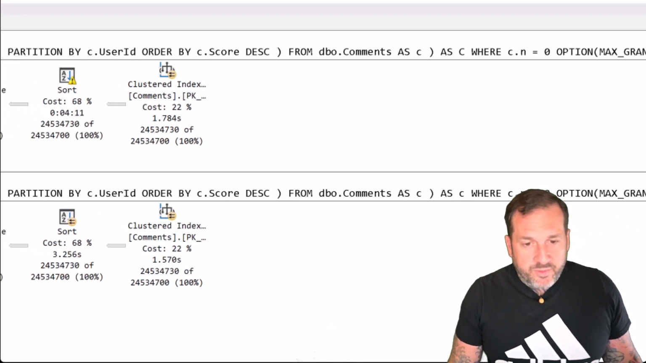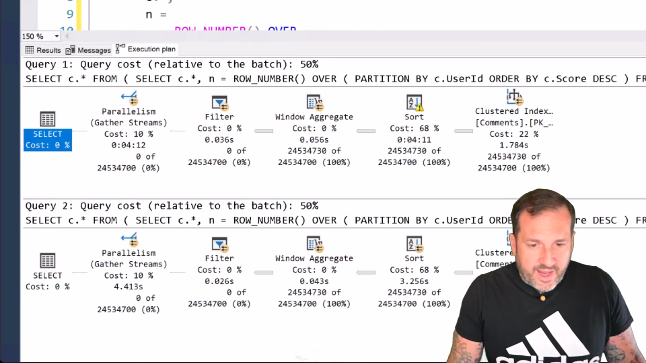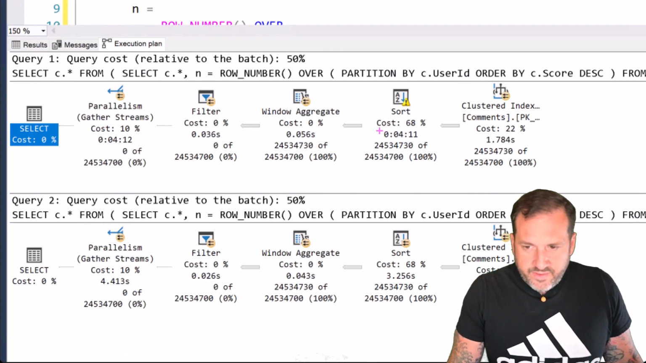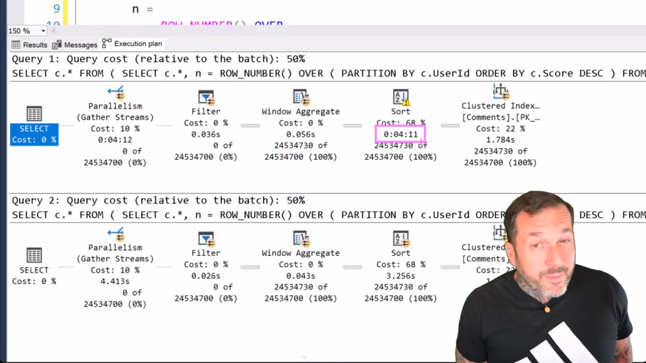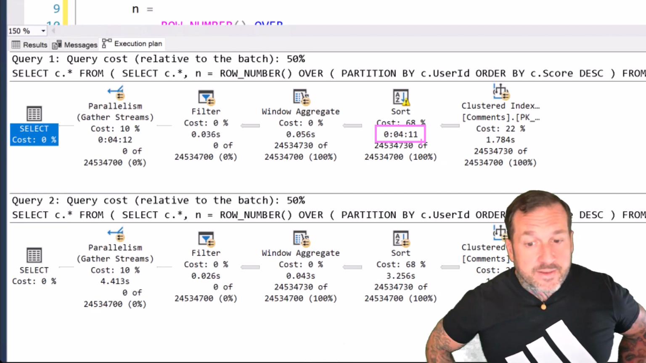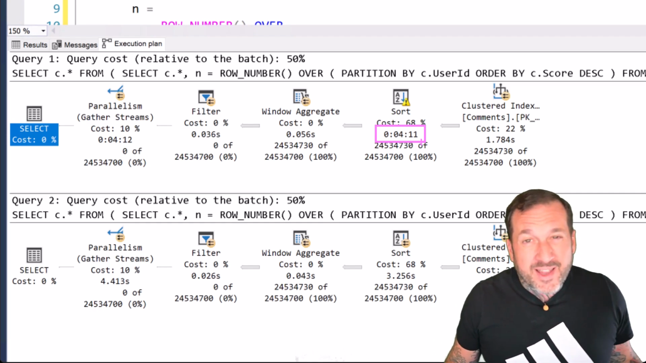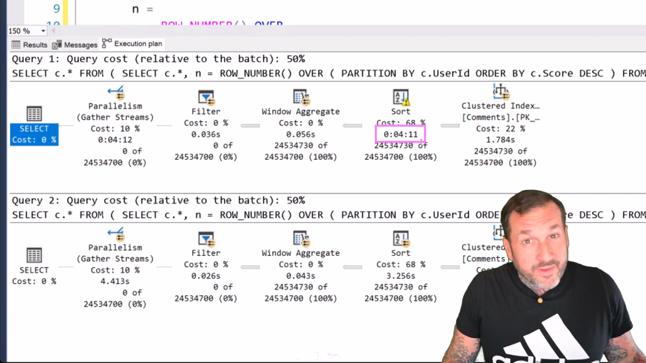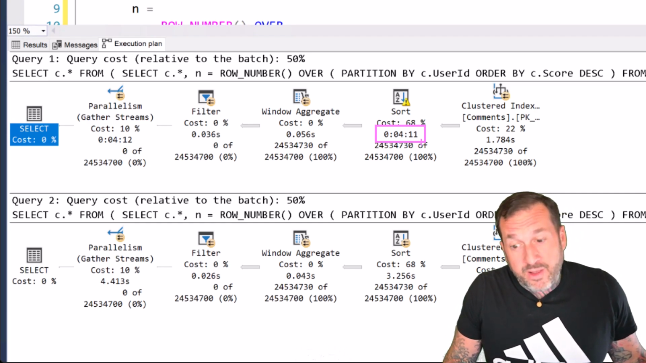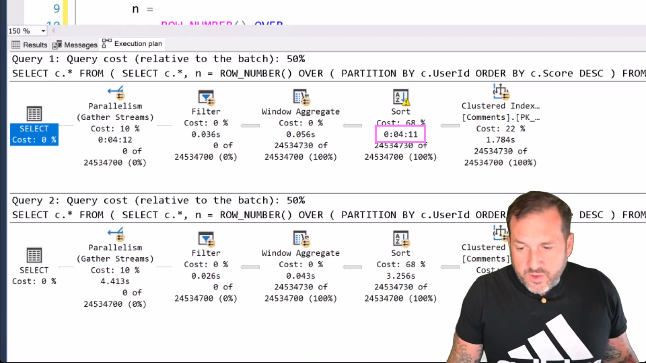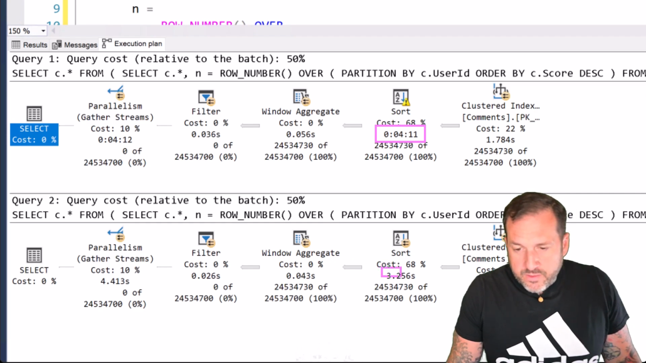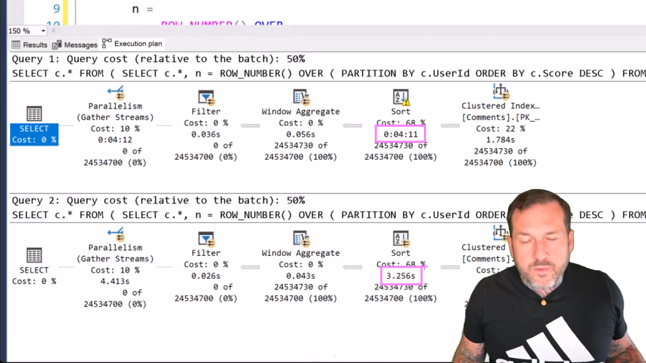With the batch mode plan, have a gander at this. This sort spilled for a full 4 minutes and 11 seconds. That's wall clock time. That's time out of your life. That's time out of whoever ran this query, which is me. It's time out of my life. And then the sort that didn't spill only took about 3.2 seconds.